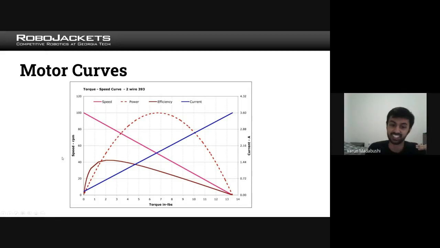You're wasting energy. And then lastly, we have the efficiency, which is given by this shape here. Usually the most efficient motor operates at around 15–20% of the max torque.